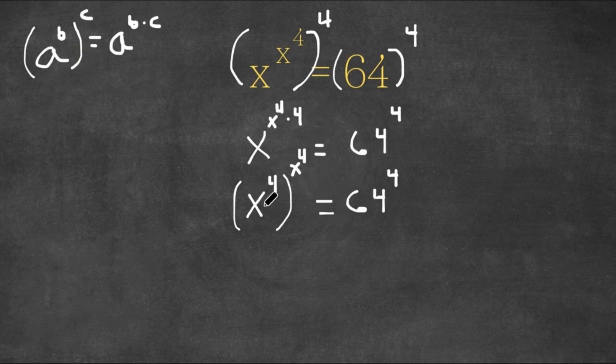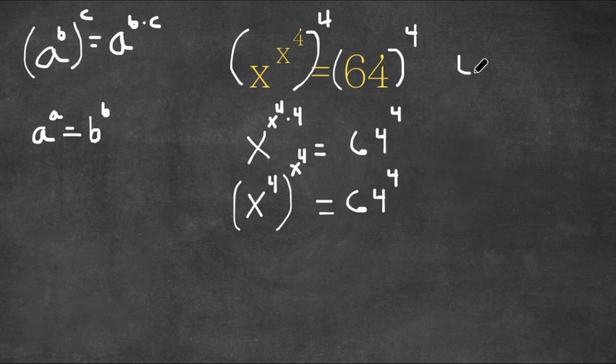Notice how x to the power of 4 and x to the power of 4 are the same, right? Well, I actually want to convert this equation so that it's in the form a to the power of a equals b to the power of b. Because if it is in this form, then we could just set a equal to b. So we already have x to the power of 4 to the x to the power of 4, so we already have a to the power of a. Now we just need to convert 64 to the power of 4 so that it's in the form b to the power of b.